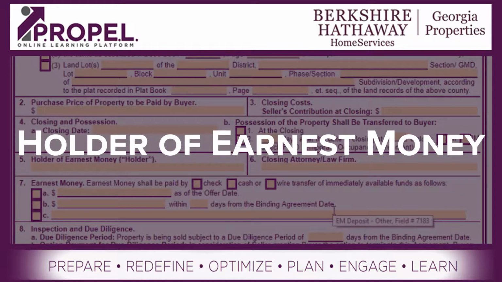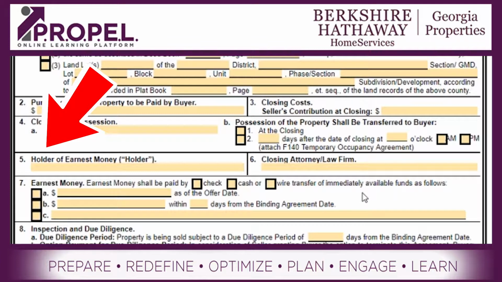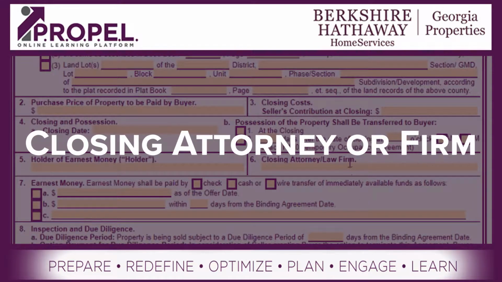Number 5 is the holder of the earnest money. We want to make sure to put that in here, who's going to be holding the earnest money. Of course, we prefer Berkshire Hathaway Home Services to hold the earnest money in any cases. Just as a reminder, we do have a new form that if a closing attorney or someone else is going to be holding the earnest money, there is a new form that has come out that states a relationship between the holder of the earnest money and all parties to the contract, so you want to make sure to add that.